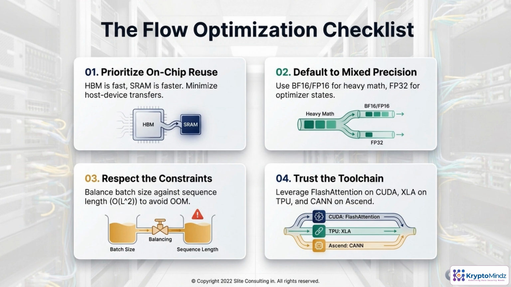To make this concrete, here's a simple checklist you can actually apply. First, keep data on chip as long as possible. Prefer SRAM and HBM, and minimize back and forth transfers with the host. Second, assume mixed precision by default. BF16 or FP16 for heavy tensor math. FP32 only where stability really matters. Third, tune batch size and sequence length together so you stay within memory. And finally, lean on the vendor toolchains, FlashAttention, XLA, and CANN, before attempting custom low-level tweaks.